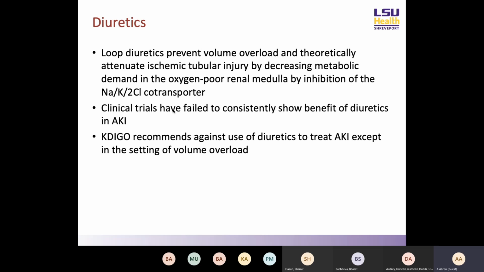improving a blanket AKI. I think you could make an argument if the patient's cardiorenal, that's a different story. But it's still okay to use diuretics in the setting of volume overload, and of course, we use them frequently.